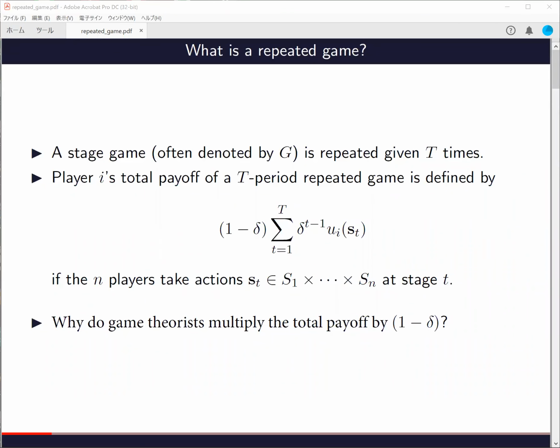Now let's turn to repeated games. A repeated game is a game in which the same stage game is repeated t times. Player 1's total payoff of a t-period repeated game is given by the sum of discounted one-period payoffs, where the future temporary payoffs are discounted at the rate of delta. Here, we multiply the total payoff by 1 minus delta just for convenience, and we will see why shortly.